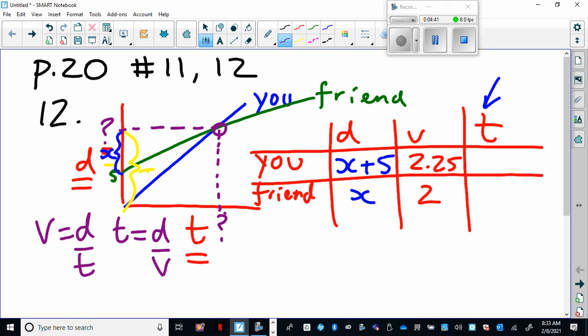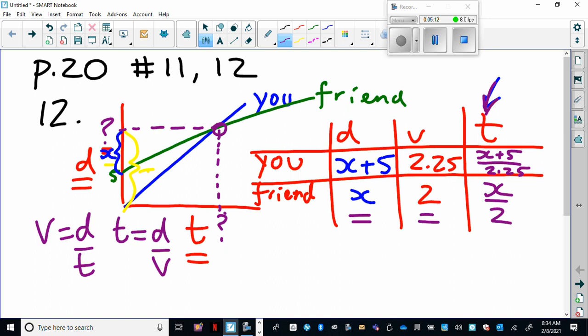And we can write now an expression for the times right over here. So the expression for your friend, let's do your friend first because he's a little easier, is displacement over velocity. So that would be x over 2. And an expression for the time that you have traveled is going to be your displacement, x plus 5, over 2.25.